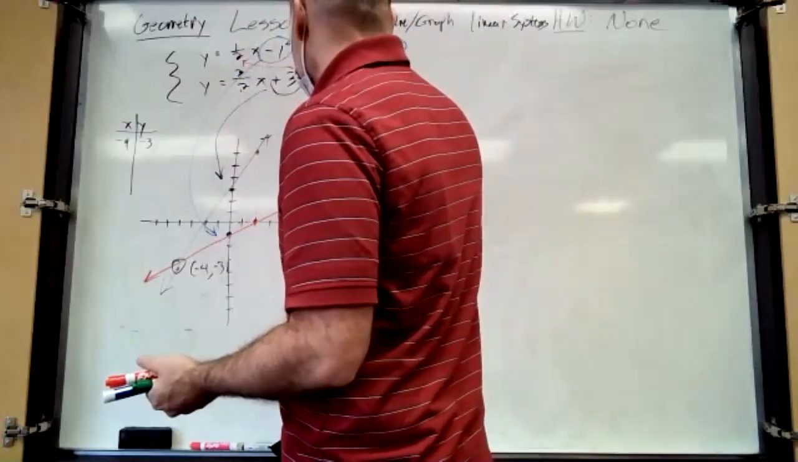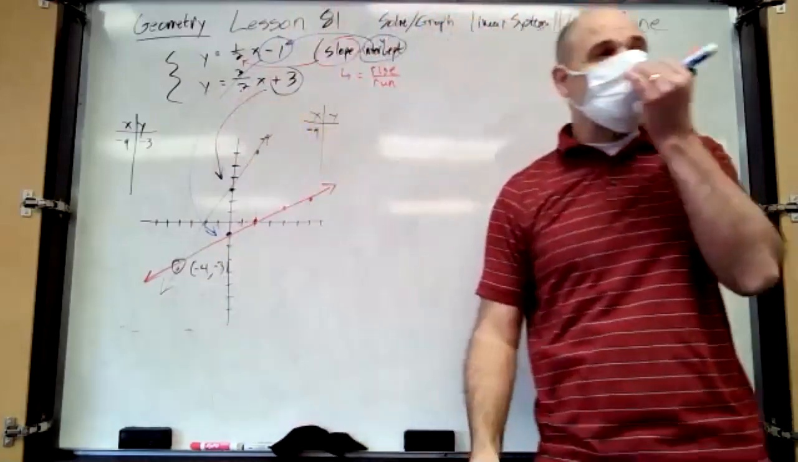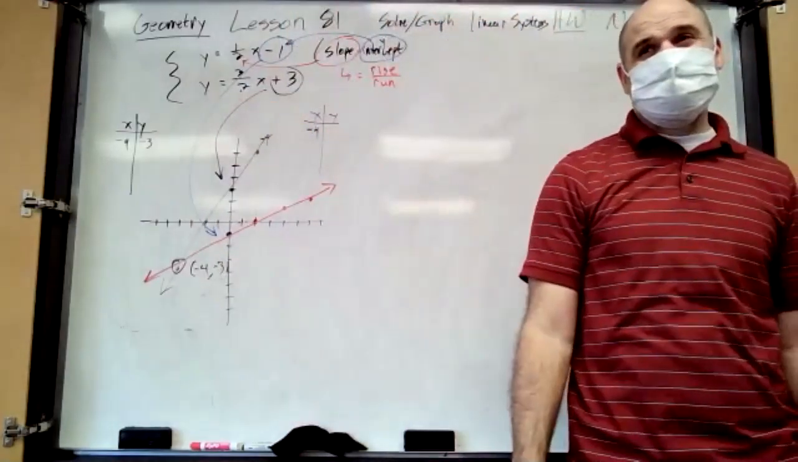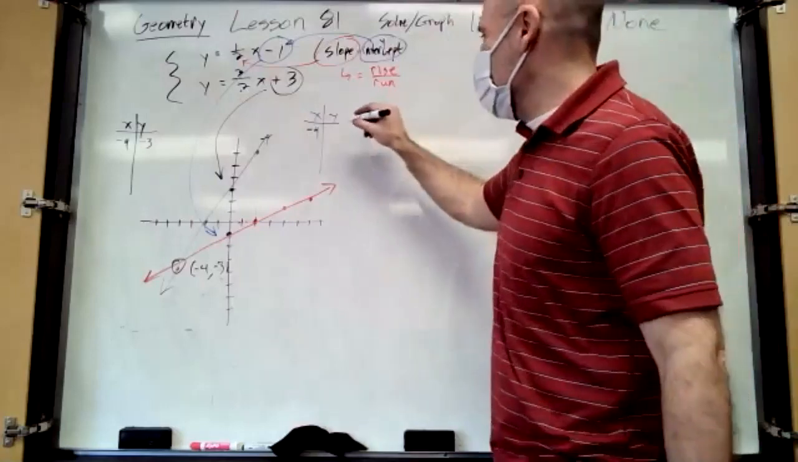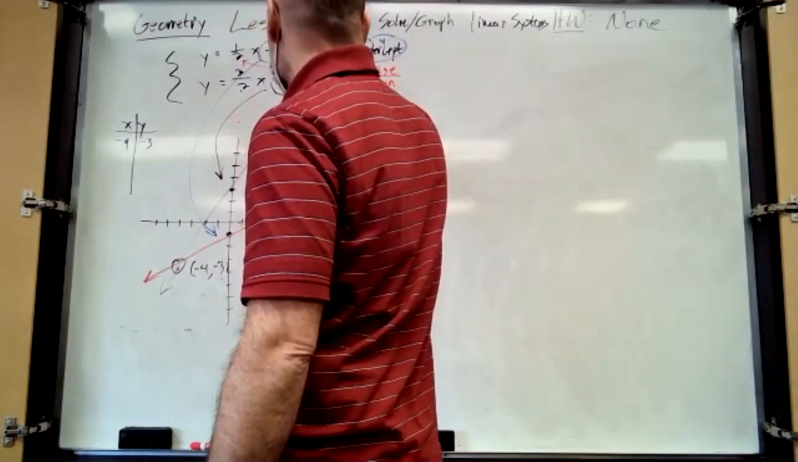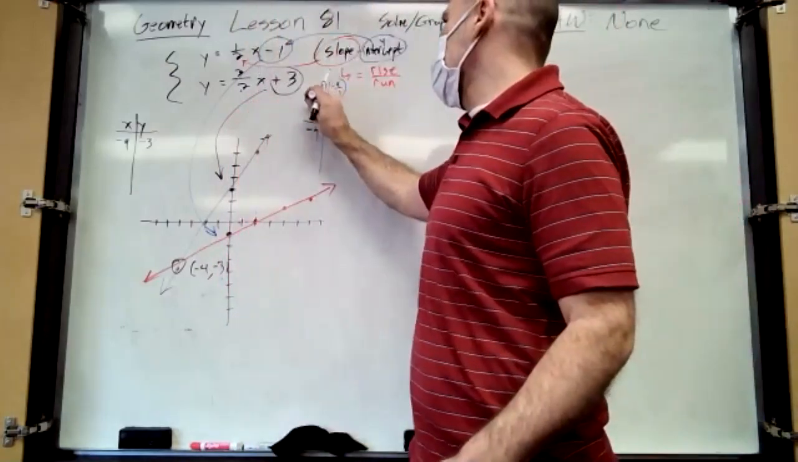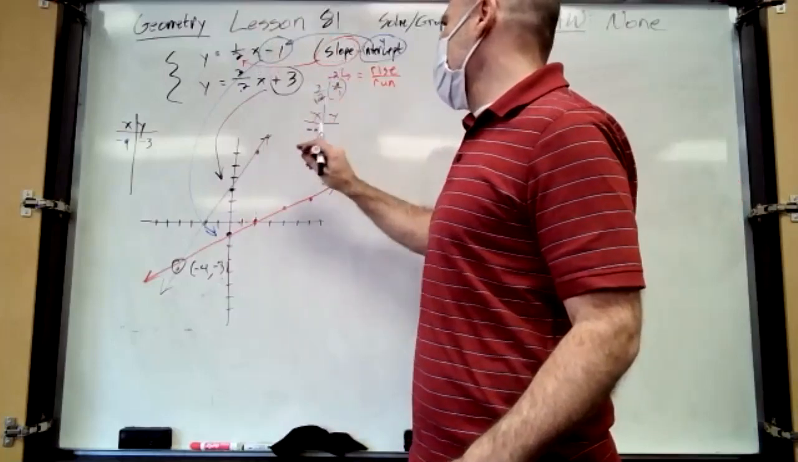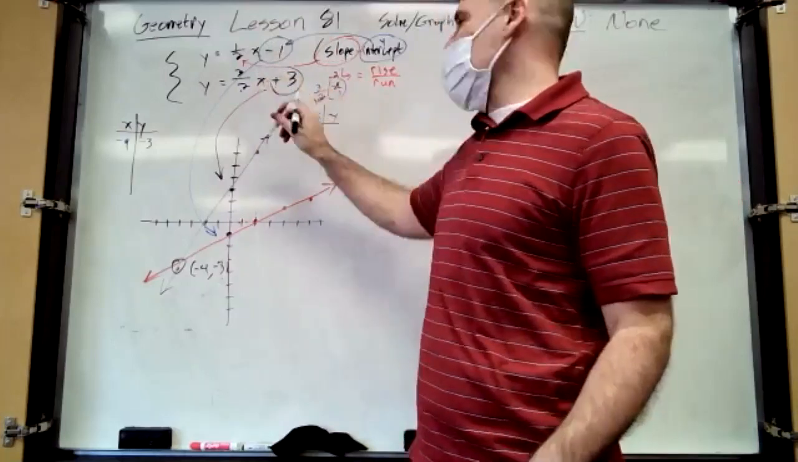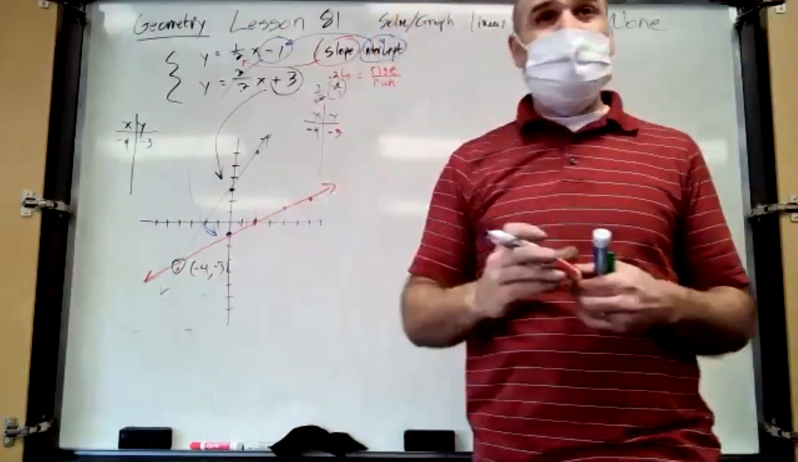What happens when you plug in -4 for that x? What's 3/2 times -4? 3/2 times -4 over 1. Cross reduce. So you get -6, right? -6 plus 3 is -3. So it works. That works in both.